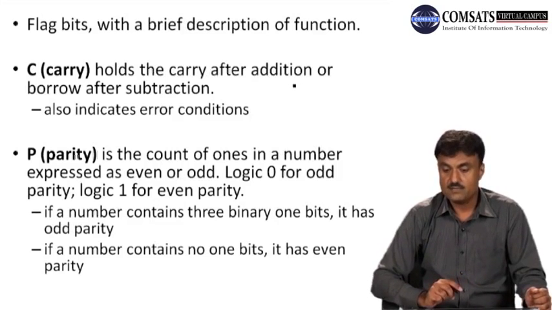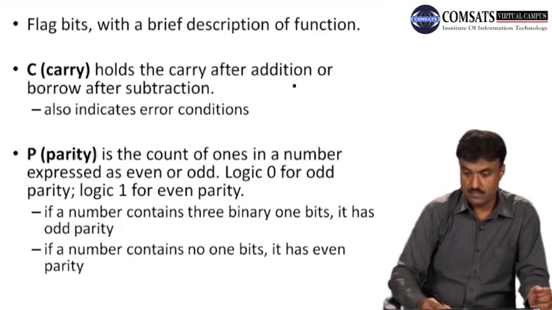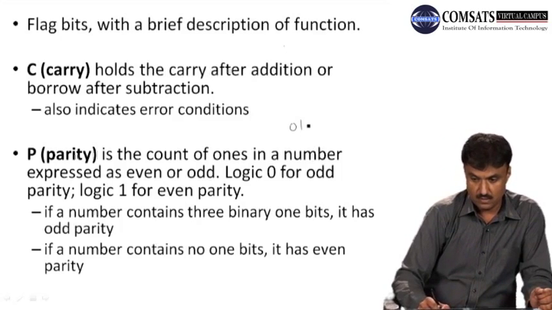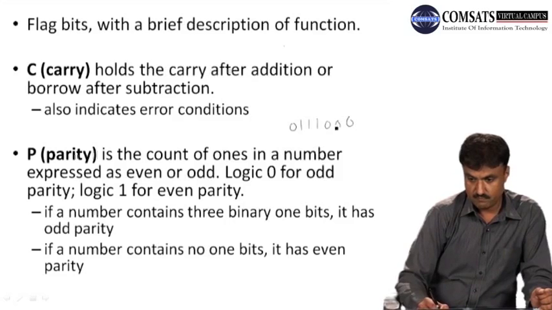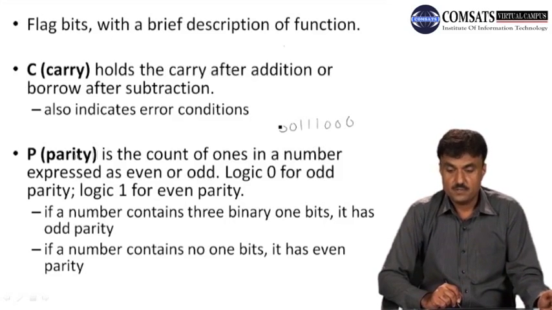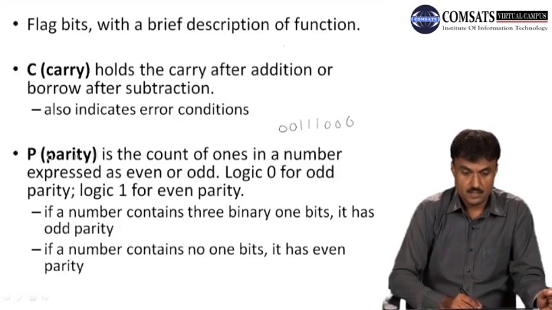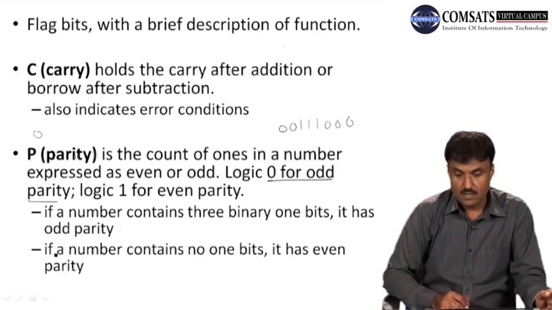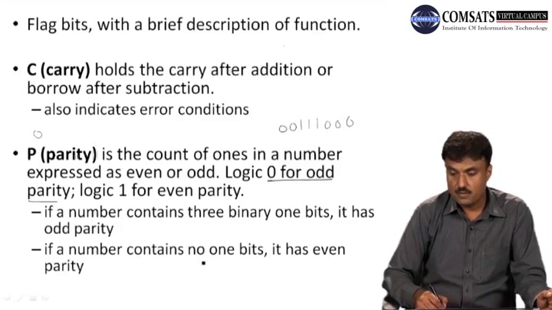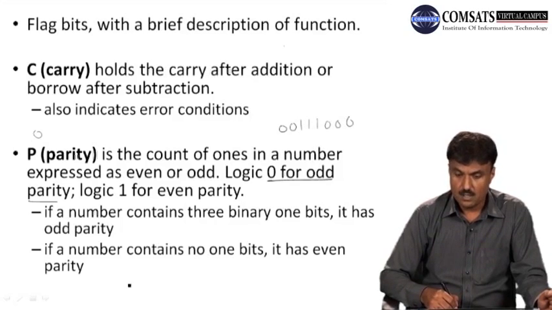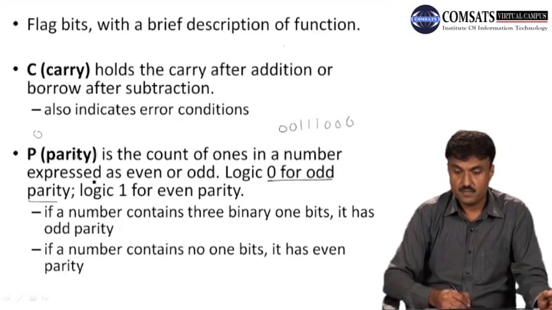So if a number contains 3 binary 1 bits, for example, if we perform an operation and the result is 0111000, for example, this is the result. So it's called odd parity. For odd parity, this bit will be 0. And for even parity, if a number contains an even number of ones, then this will be 1.